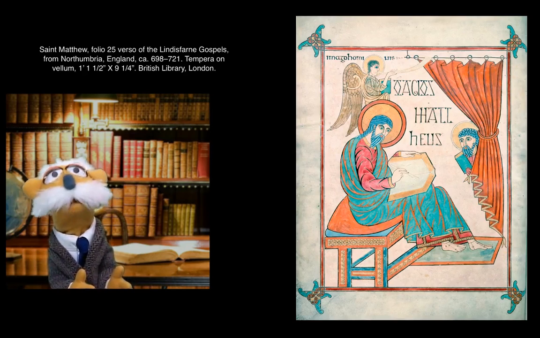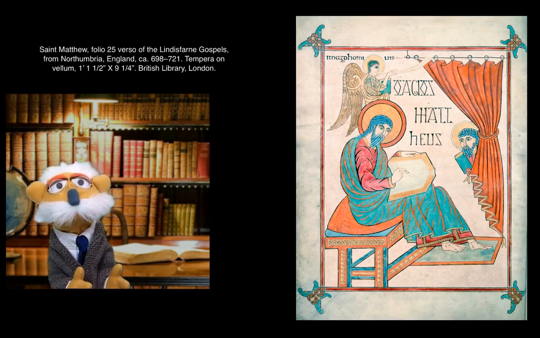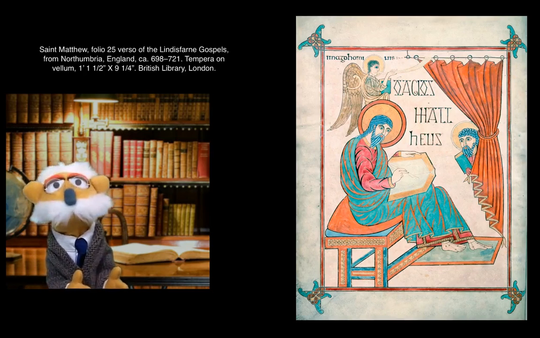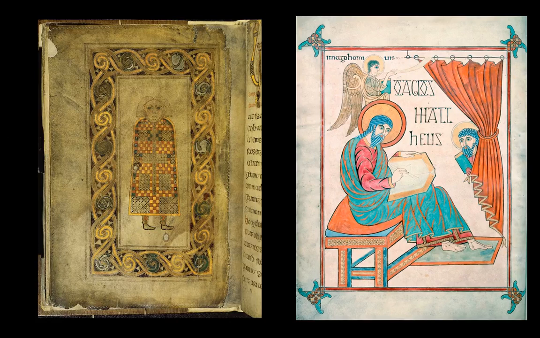A work such as this would have been extraordinarily expensive and laborious. 300 calfskins were used to make the vellum, and the pigments came from lands as far away as the Orient. Also of note is the development of the Hiberno-Saxon style. So let's compare this to the earlier work. Here, of course, you can see the change from St. Matthew as jewellery in the Book of Durrow to an individual in the Lindisfarne Gospels.